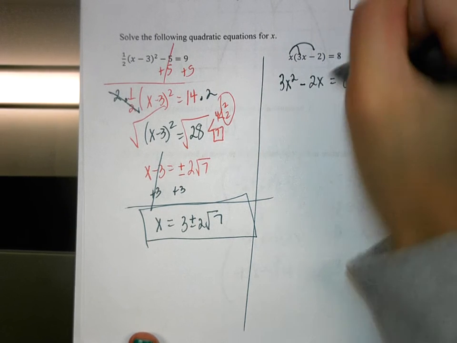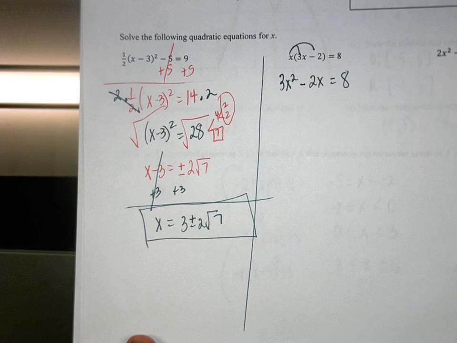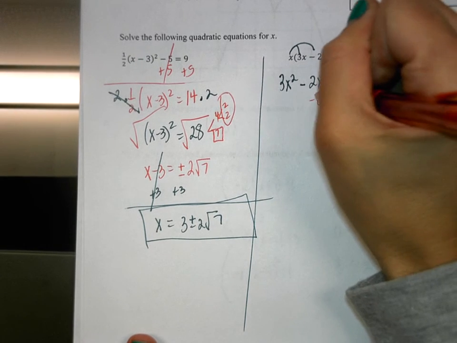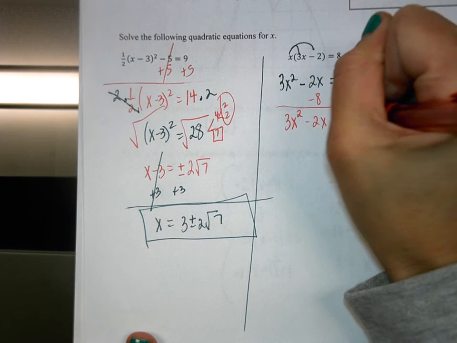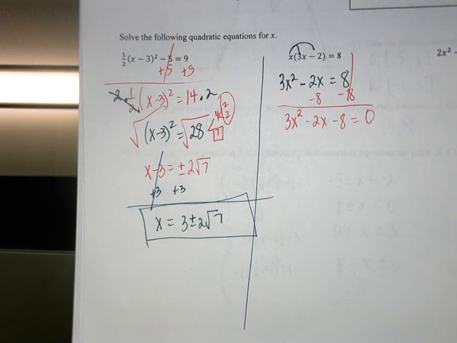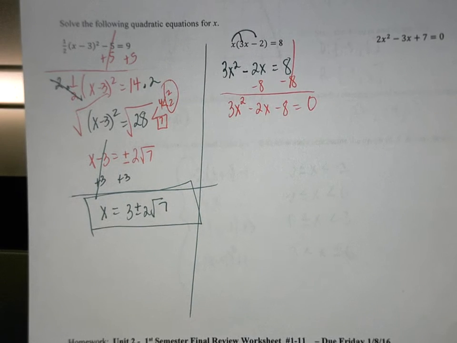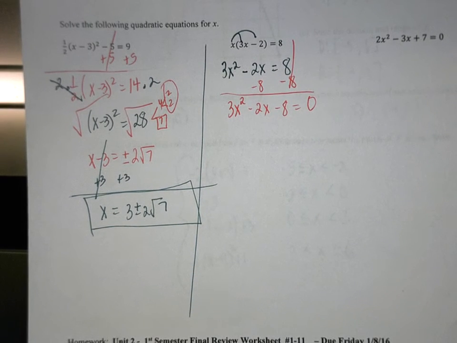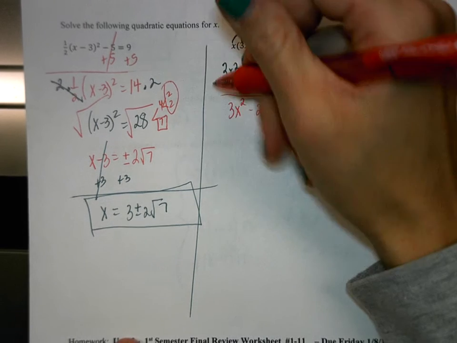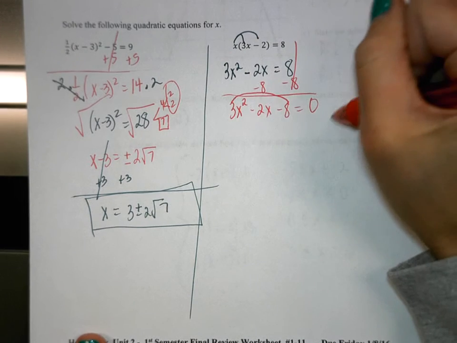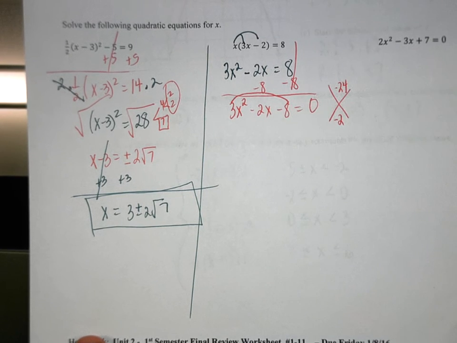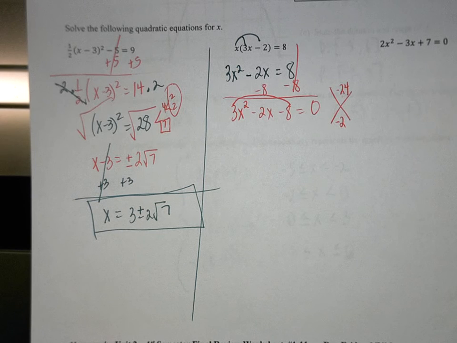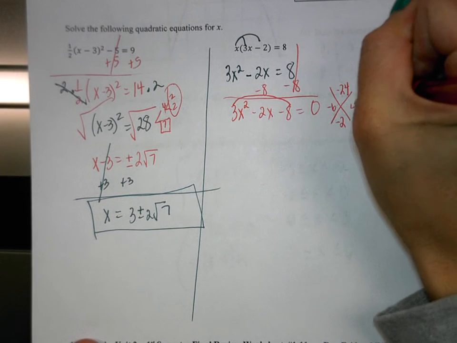And then what would I do? Subtract 8 because we want it set equal to 0. Very good. So 3x squared minus 2x minus 8 equals 0. Who remembers how we would end up factoring this? Good. Okay, so 3 times negative 8 makes negative 24. And then we have negative 2. So what numbers will multiply to be negative 24 and add to be negative 2? Good. Negative 6 and positive 4.